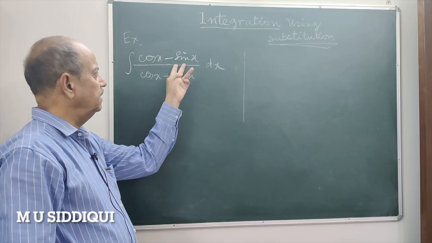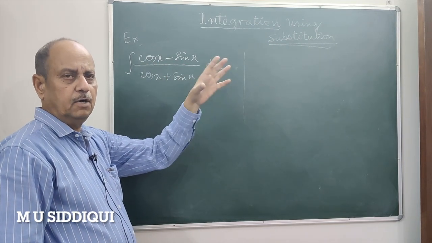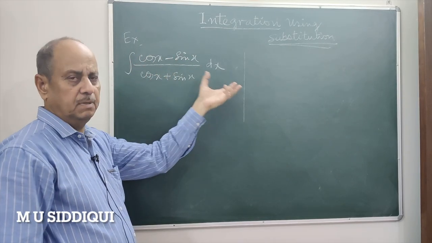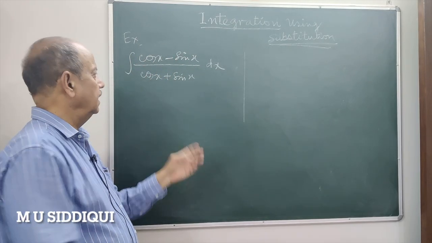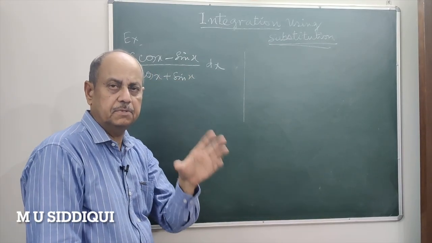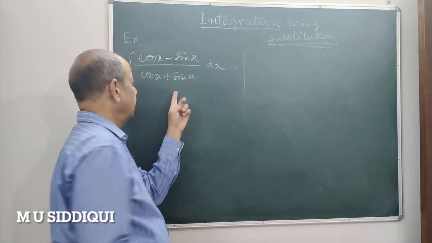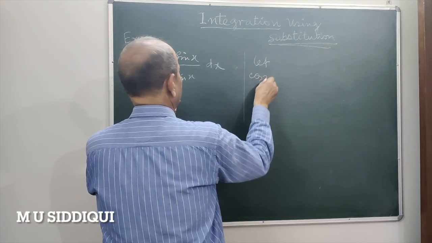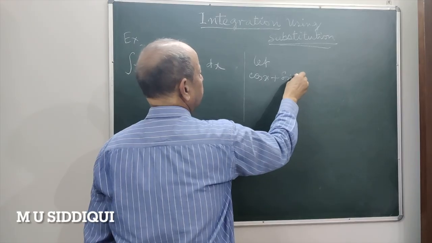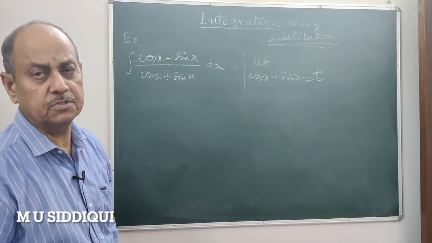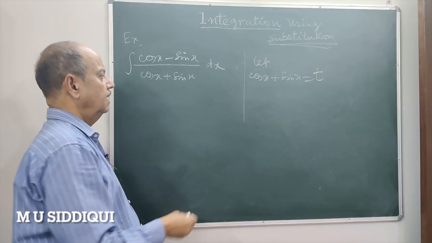How is that done? Either the denominator should be assumed as t, so that on differentiating, its derivative should be present in the numerator, or the other way around. We prefer that the derivative should be present in the numerator. Here, let us consider this as cos x plus sin x. I am assuming it as a new variable, t or u, whatever you like to name it.